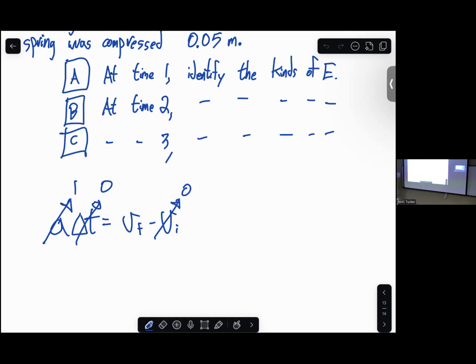It has gone up a bit. Let's try again. At that time 2, as I said before, Google question K, what form or forms of energy do we have? It has moved up 5 centimeters. It is moving at some unknown speed. The spring is no longer stretched.